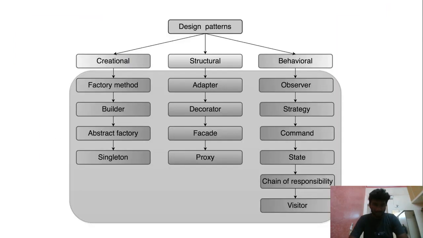So these are the patterns. In creational patterns, there are factory method, builder, abstract factory pattern, and singleton patterns. In structural patterns, there are adapter pattern, decorator pattern, facade pattern, and proxy pattern. And in behavioral patterns, there are observer pattern, strategy pattern, command pattern, state pattern, chain of responsibility pattern, and visitor pattern. So today we will see about this adapter pattern.